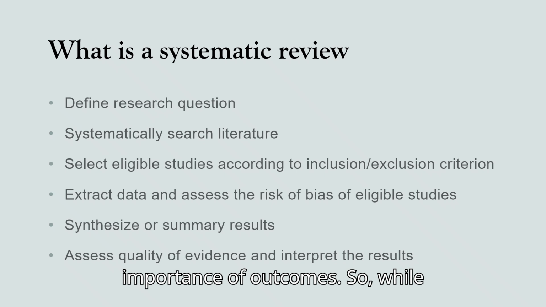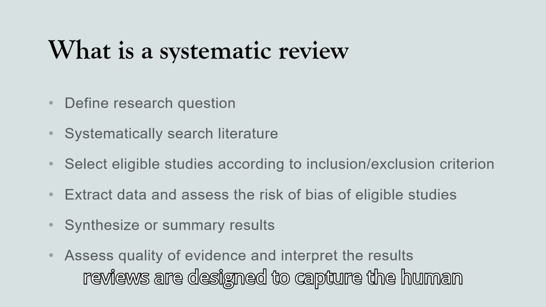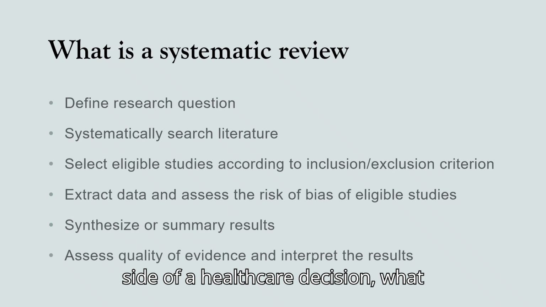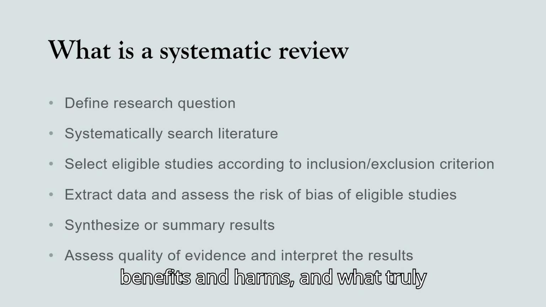So, while the framework of a systematic review stays the same, values and preferences reviews are designed to capture the human side of healthcare decisions: what people care about, how they weigh benefits and harms, and what truly matters to them.